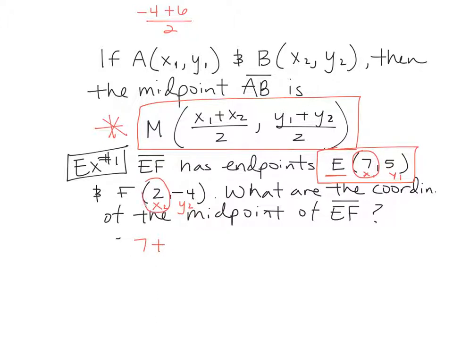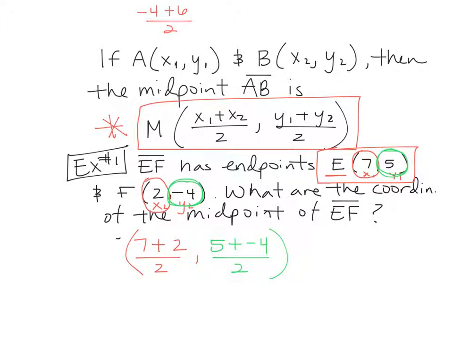So 7 plus 2 divided by 2 is going to be my new x value, okay? Then I have to do my y values. So y1 is 5 plus y2, which is -4, and divide that by 2. And now all you have to do with that is simplify your values.